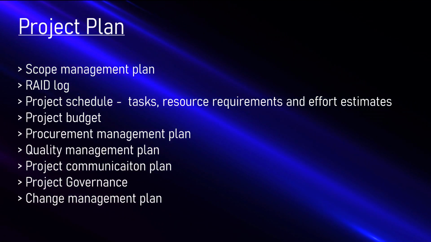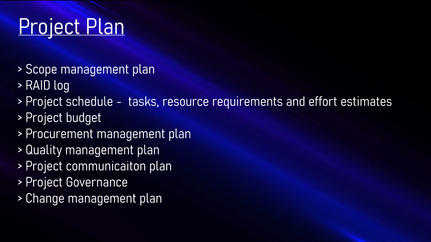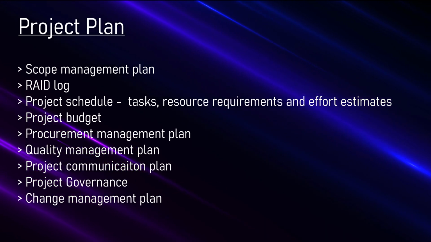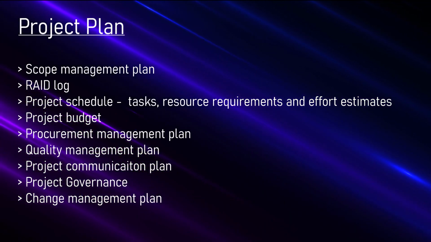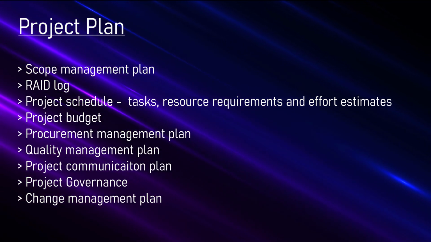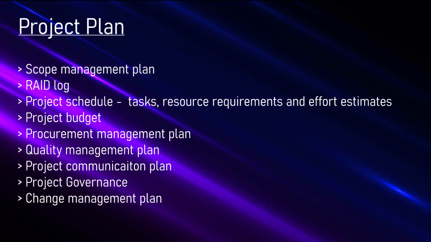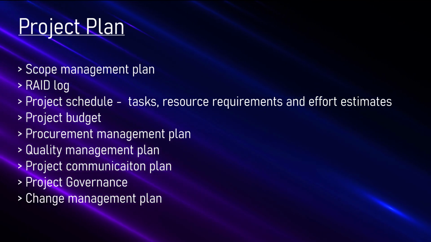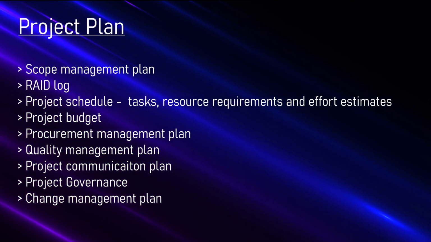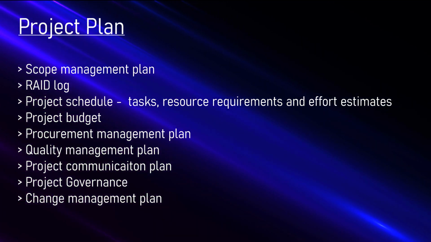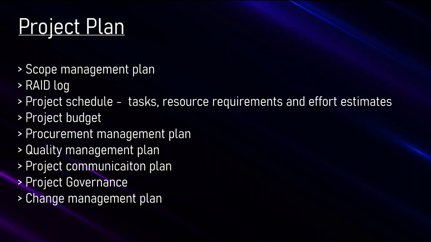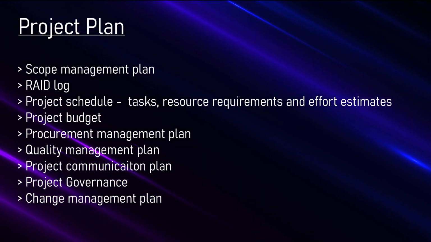For information regarding WBSs, see the scoping video, the link to which is in the description of this video, resource requirements and effort estimates associated to each task, informing the creation of a project schedule, estimates of the project budget, including personnel, hardware, software, and supplier costs, as well as a risk contingency budget, as well as capturing the procurement strategy for any additional goods or services, documenting a quality management plan, and documenting how the program or project will be governed, including status meetings, governance cadence, and the change management plan.